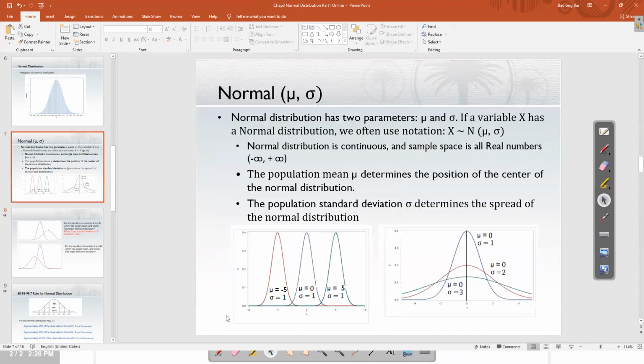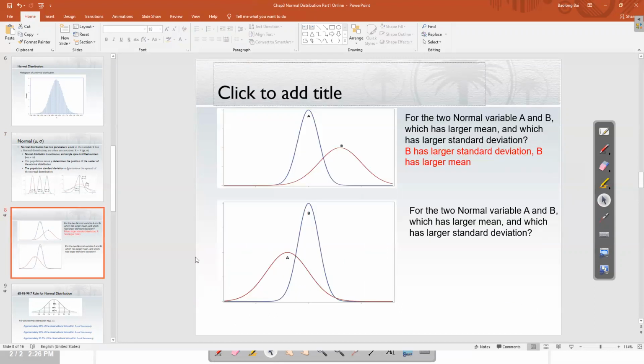So if you recall, we looked at this: when the mean increases, the center of the density curve will shift to the right, right? All right, the same idea. If you have these two normal density curves, which one has a larger standard deviation? Of course, A, right?